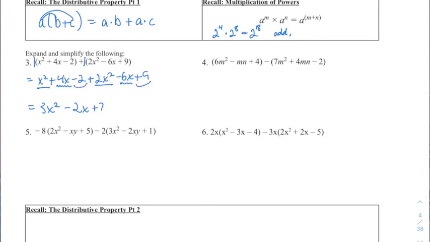Okay. So I'm going to skip number 4 and 5. You can check those in the notes. I'm going to go to number 6.